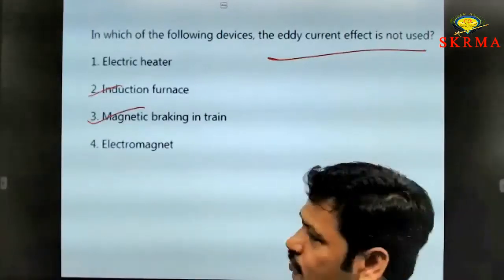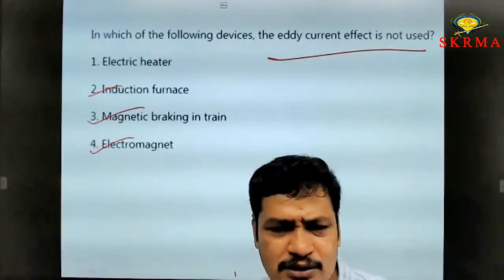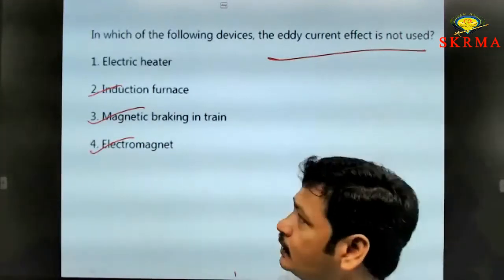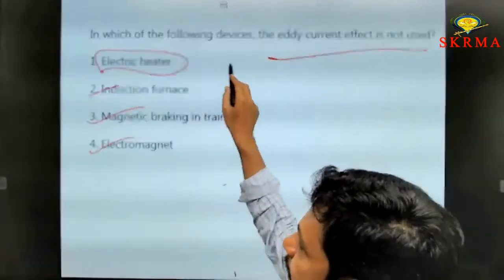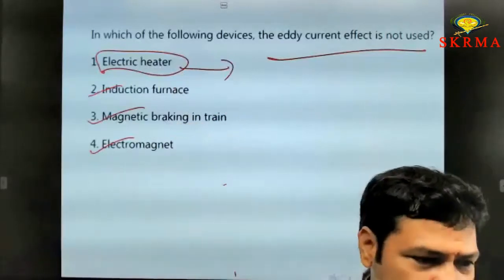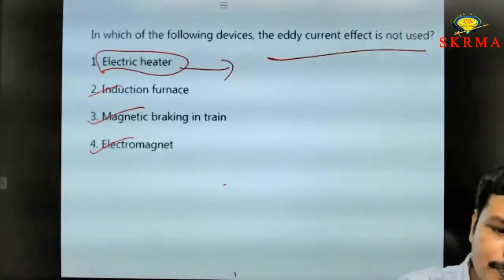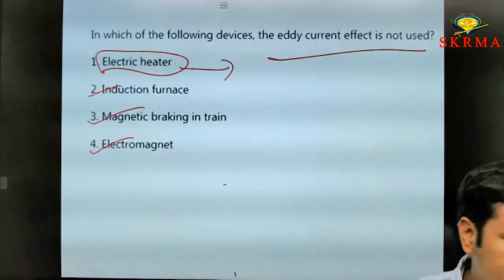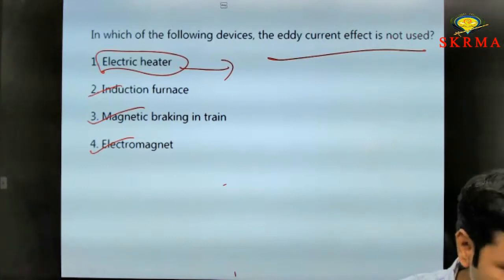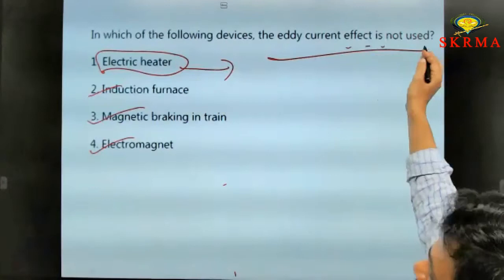Magnetic braking is one of the applications. Electromagnets often form eddy currents. The outer thing here is an electric heater. Just an electric heater: whenever you supply current, the metal plate gets heated. The heat flows through some copper coils. There is no eddy current formation in such a case. That's why here the correct option is that the eddy current effect is not used.